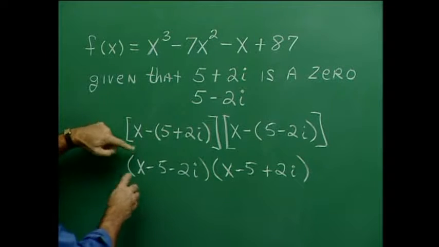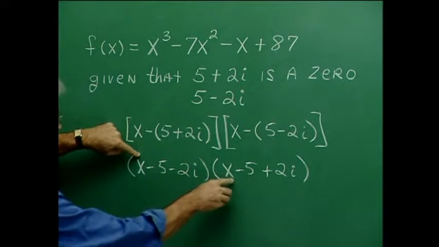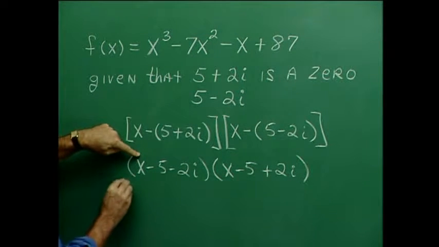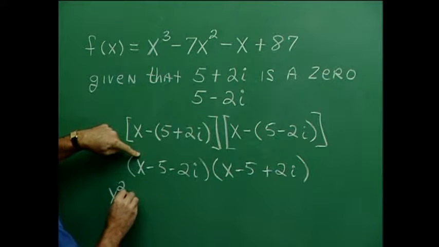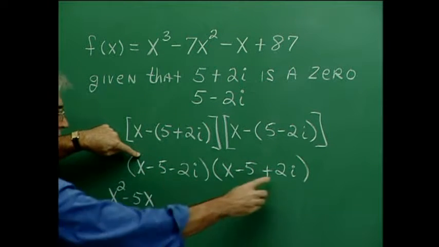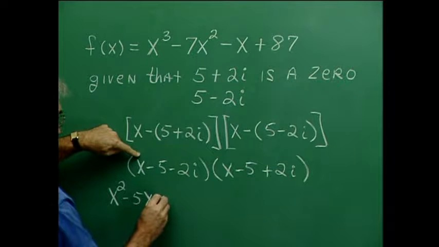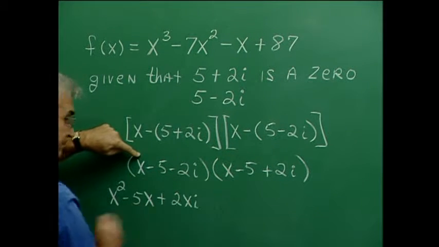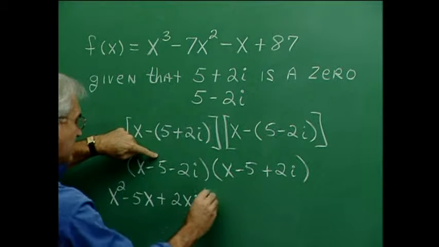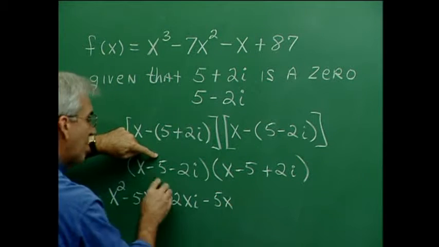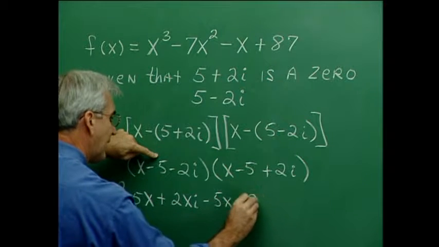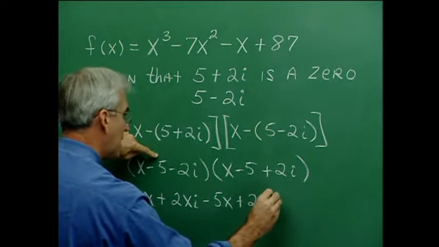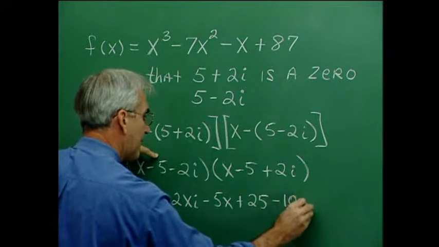So it's going to be a pretty long string of terms. x times x is x squared. Then x times minus 5 is minus 5x. x times 2i is plus 2xi. Then minus 5 times x is minus 5x. Minus 5 times minus 5 is 25. Minus 5 times 2i is minus 10i.